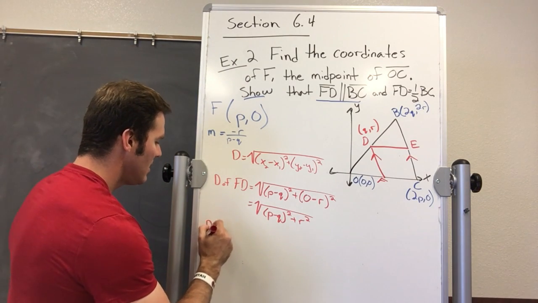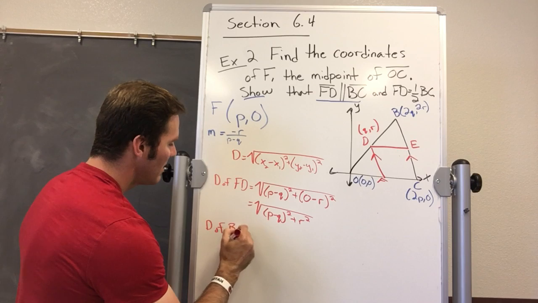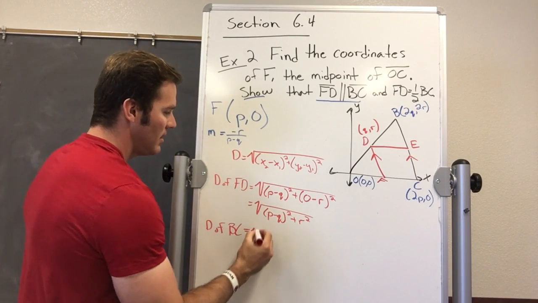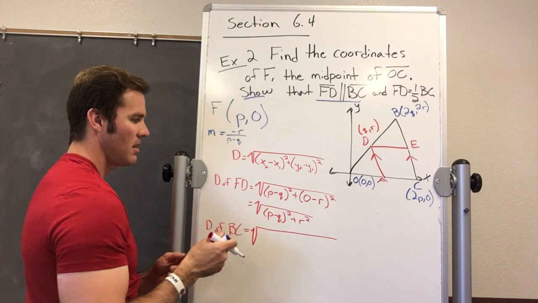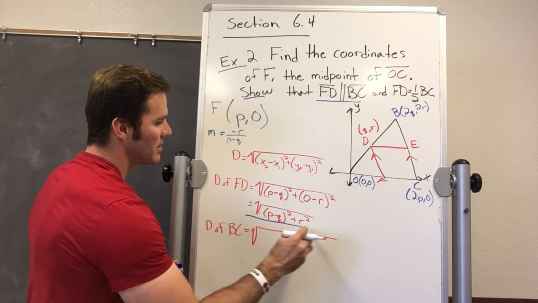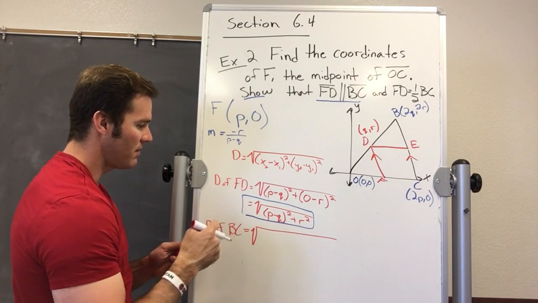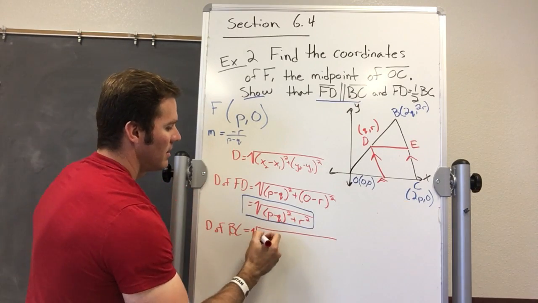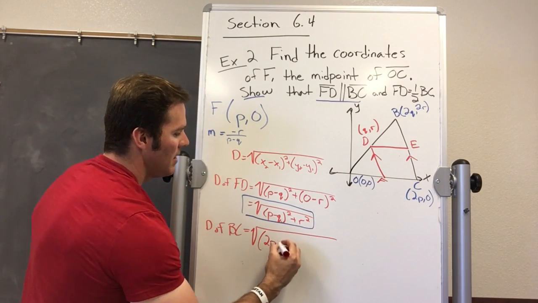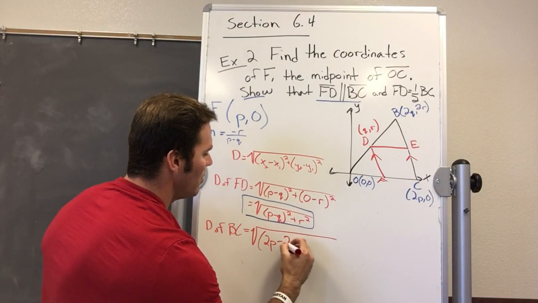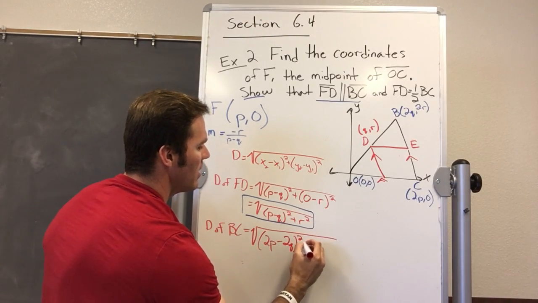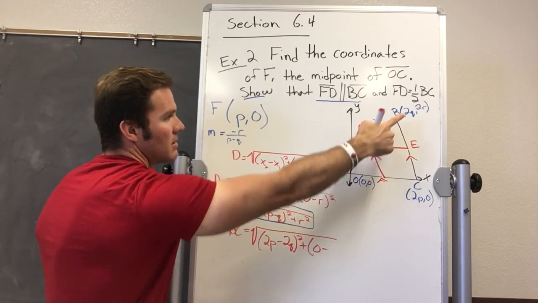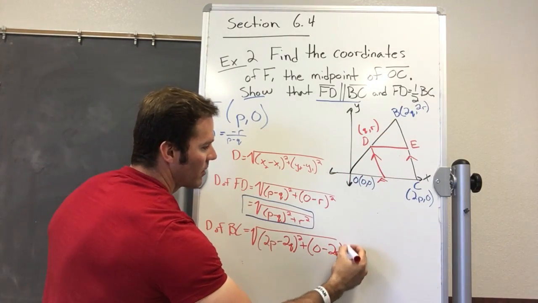Okay, now the distance of BC. All right. Now let me circle this, box this one up. This is our distance for FD. BC. All right, we've got 2p minus 2q squared plus 0 minus 2r squared.